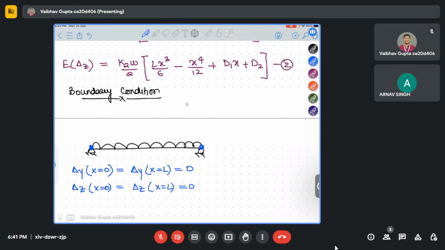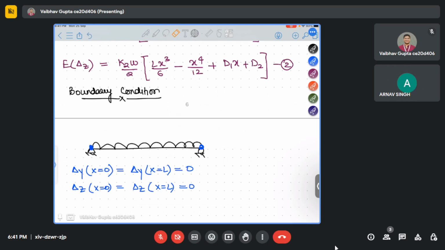In a question paper, they may say that in the y direction it is simply supported, whereas in the z direction it is a free end. Then in the y direction you will apply this formula, but in the z direction you cannot apply it because it is not simply supported. But in our question both are simply supported, so we will use this.